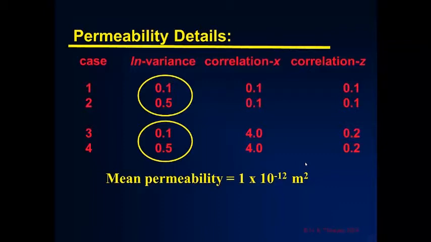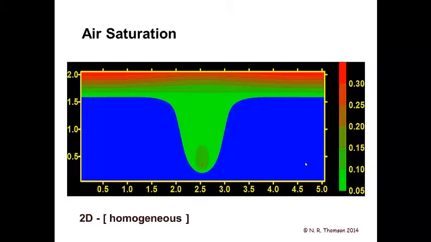And then case 3 and 4 have a much more layered structure, so the correlation along the length is highly correlated. And then case 3 and 4, case 3 has a much lower variance than case 4. The mean permeability for all of these numerical experiments is 1 times 10 to the minus 12 meters squared.